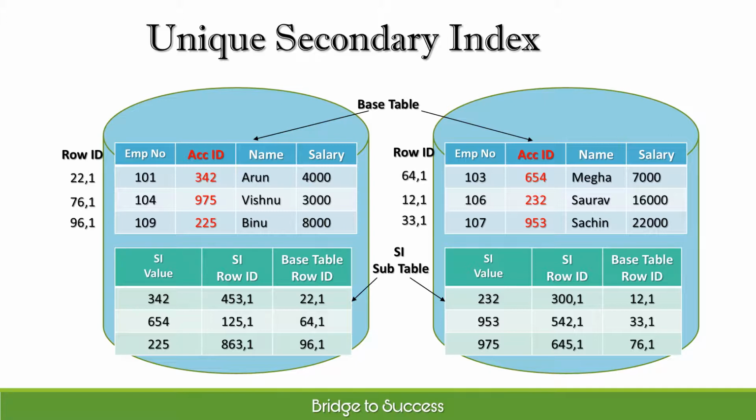After getting the respective AMP number, the SI value along with the 2 more attributes, secondary index row ID and base table row ID, will be stored in the subtable of that AMP. In this way, we populate our unique SI subtable on each AMP. As the SI column is unique, there is no duplication of SI values in any subtable, which means each row in the subtable is unique, and will fetch only 1 row when we make a query on that SI column.